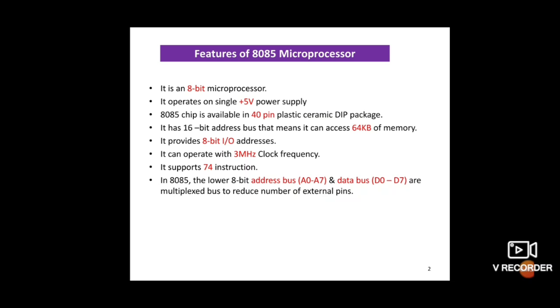When the lower bits of the address bus, A0 to A7, are combined with data bus D0 to D7, they produce AD0 to AD7. So it is called a multiplex bus. Why is it called a multiplex bus? Because the lower bits of the address bus are combined with the data bus, so it is called a multiplex bus.